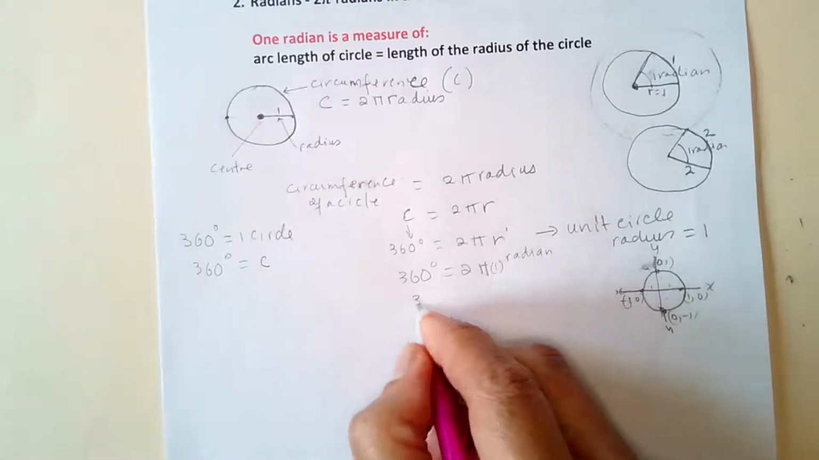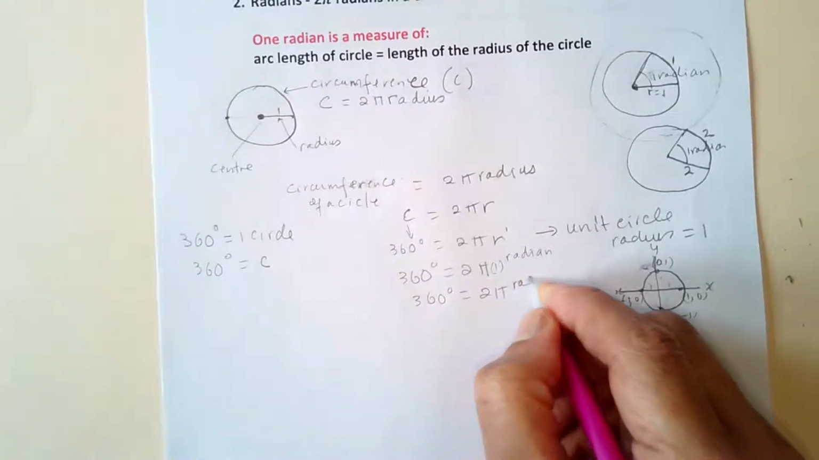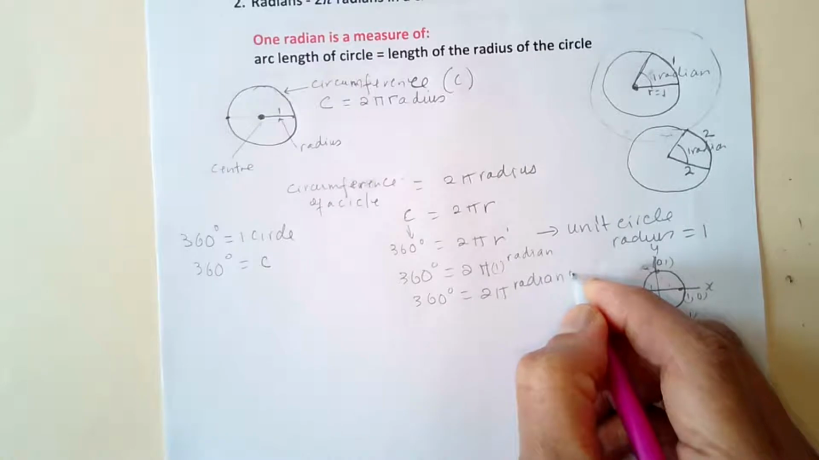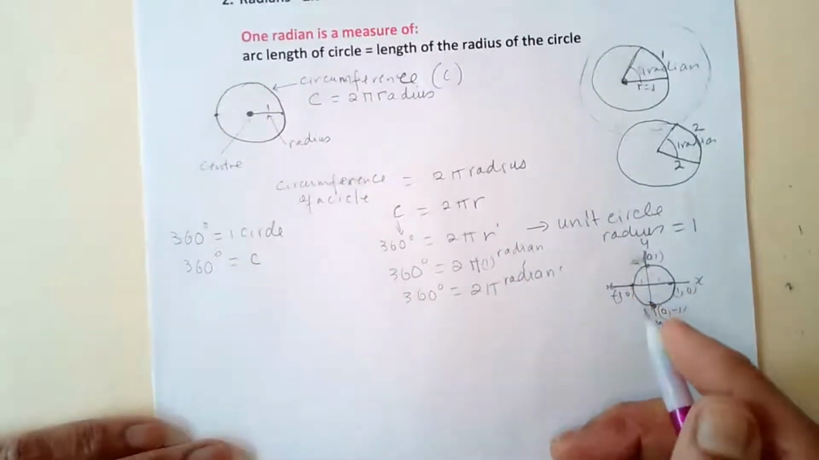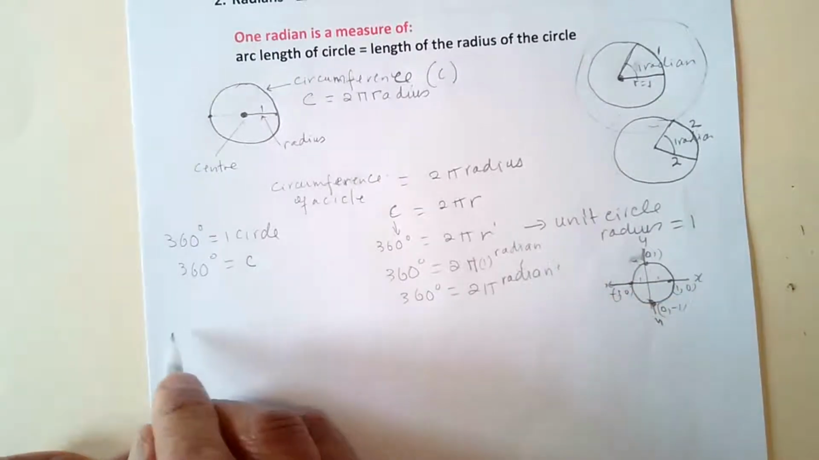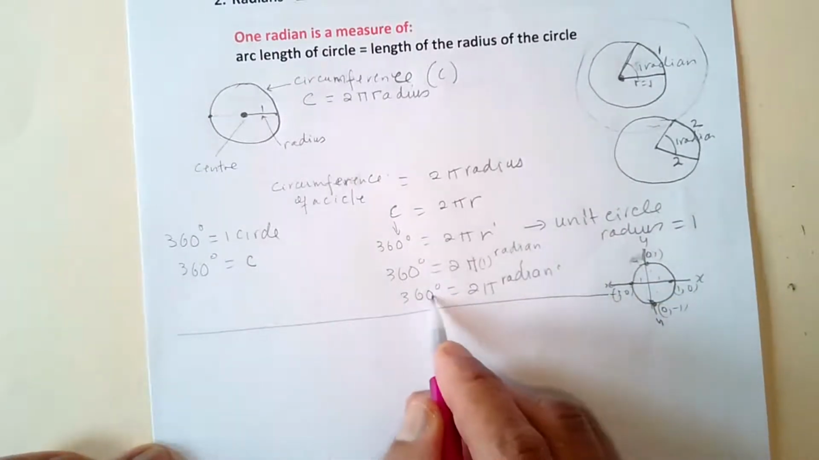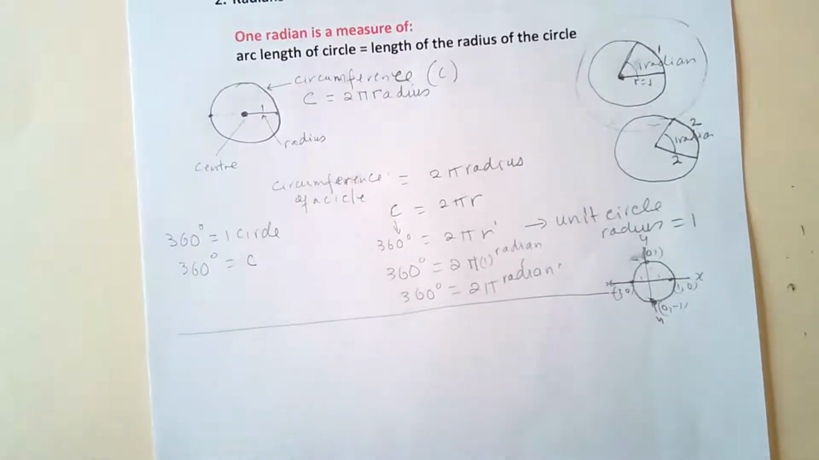So now 360 degrees is equal to 2 pi radians. Now radian is a number, right? So it's a number. That's like a non-entity. So there we have it, right? 360 degrees equals 2 pi radians. So we have this relationship between radians and degrees.